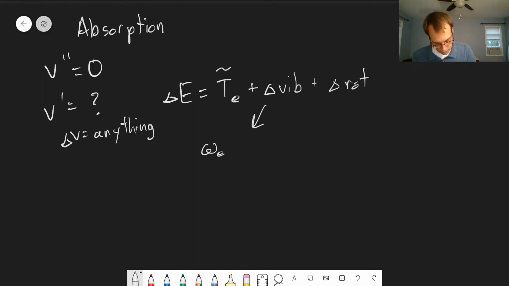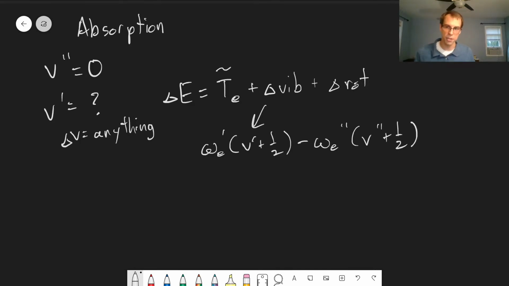where this difference in vibrational energy will be equal to omega_e prime times (v prime plus a half) minus omega_e double prime times (v double prime plus a half), if we ignore the higher order terms, the anharmonicity. For most absorption, we'll see v double prime equals 0, but if we were looking at emission, then the v values could be very different.